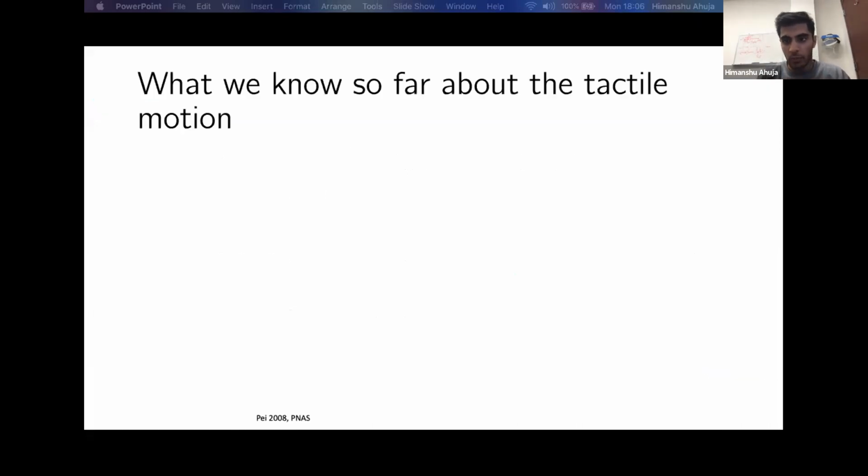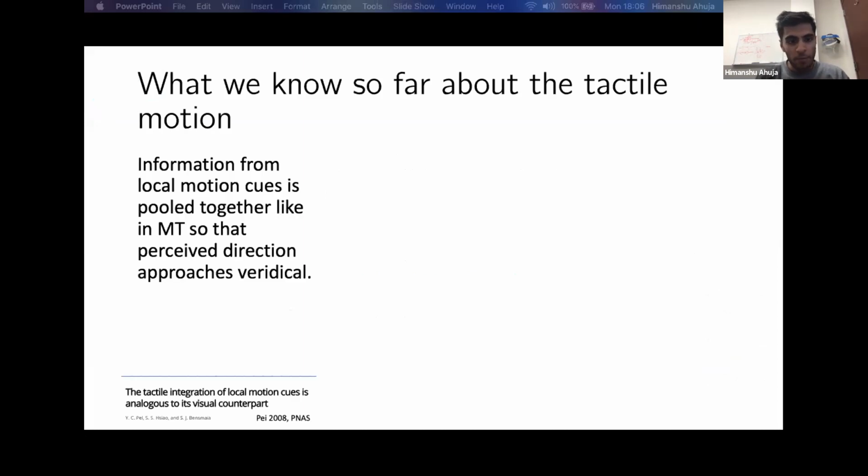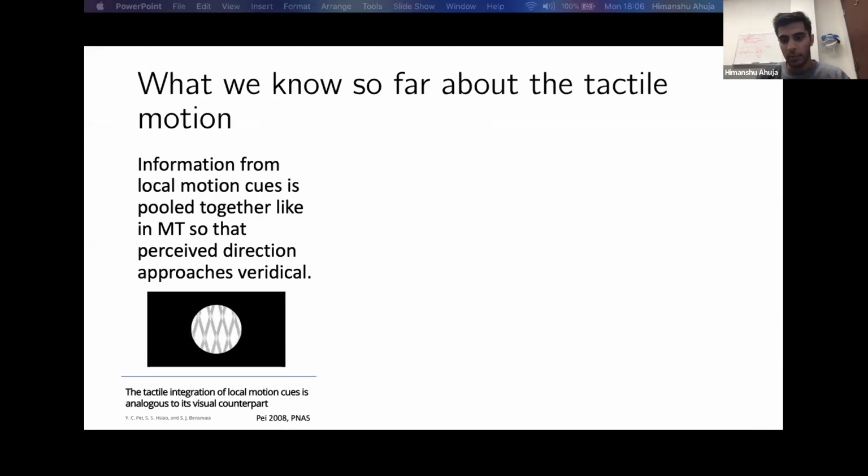What do we know about tactile motion so far? From the Pace 2008 study, we know that in the MT cortex, the local motion cues on the sensory area are pulled together, and that gives us the perceived direction, which gradually approaches the vertical direction. As envisioned, there's conflict between the cues. If you see this grating over there, these two gratings are contradictorily moving, one towards the left, one towards the right, but the vertical motion they give a sense of is downwards.